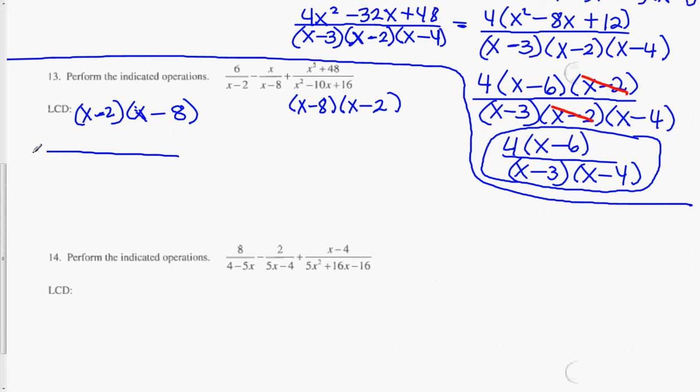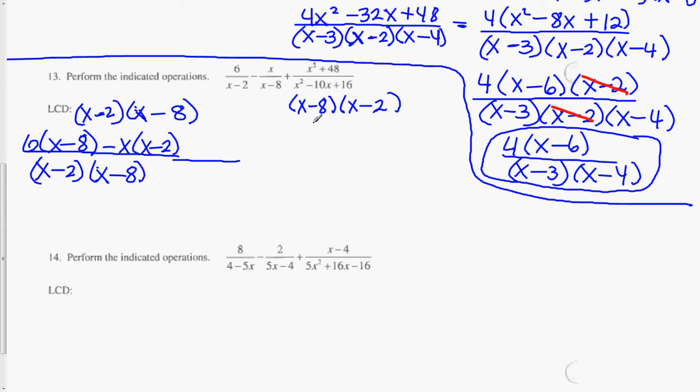So I'm going to put it down here underneath: x minus 2, x minus 8. In the first fraction, I've got an x minus 2, missing the x minus 8. So I'm going to have 6 times x minus 8. And then I've got a subtraction sign in between them. Underneath the x, I'm missing the x minus 2. So I'm going to multiply x times x minus 2.